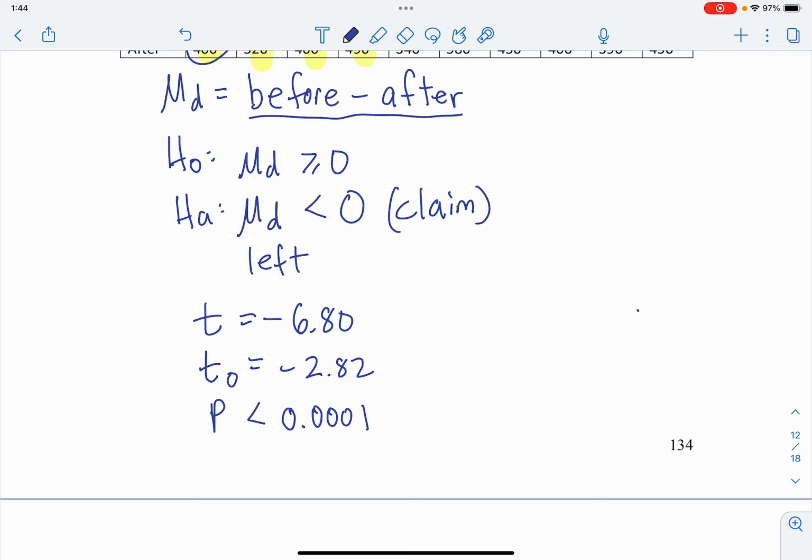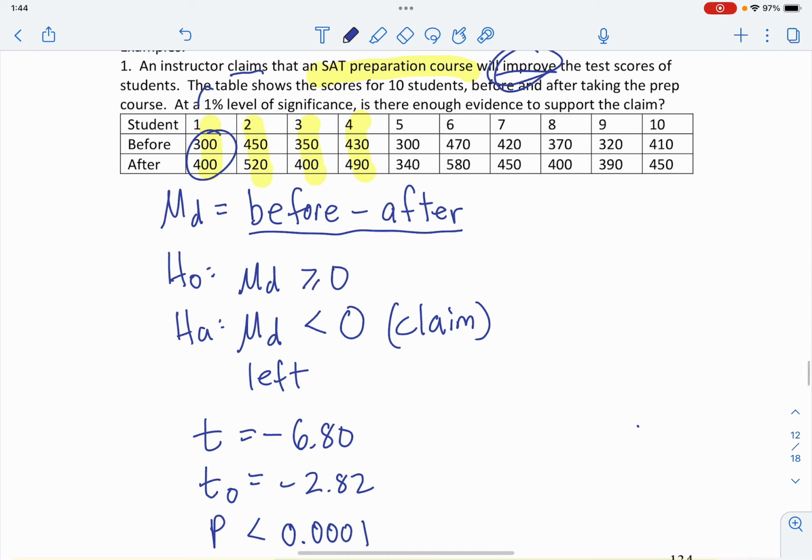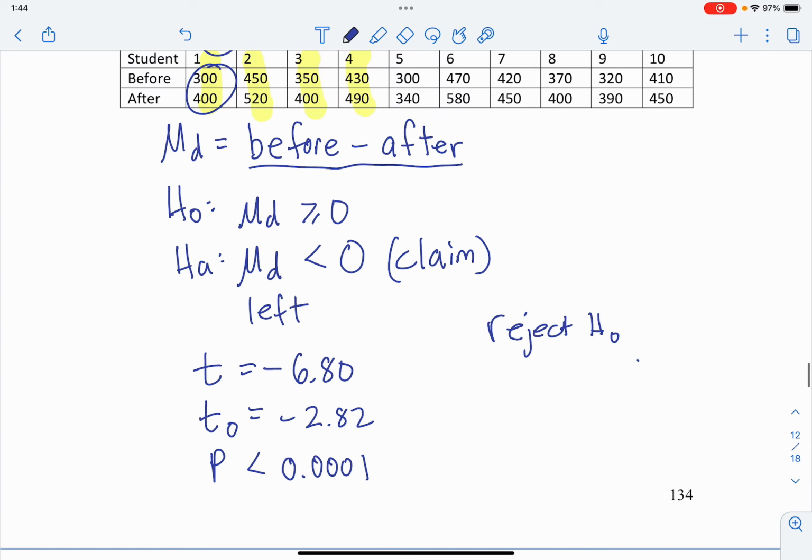Okay, and then once you have that information, you know how to make a decision, right? I always default to p-value if I have it. That p is so small, it's definitely less than 1%. So when the p-value is smaller, that's reject H sub 0. And so reject H sub 0, there's always sufficient evidence. And the claim is HA, to support the claim. Right? Sufficient evidence to support the claim will be my final answer.